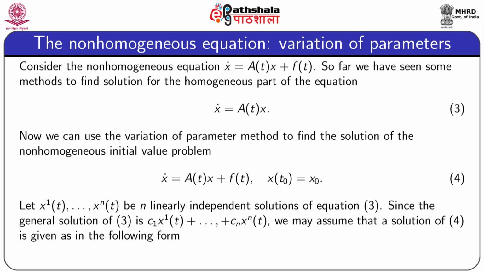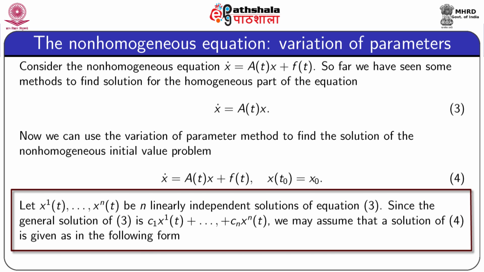Once we have the solution for the homogeneous equation x dot equal to A(t) into x, we can use the variation of parameter method to find the solution of the initial value problem x dot or dx/dt is equal to A(t) x plus f(t) with initial condition x(t0) equal to x0, given by equation 4.